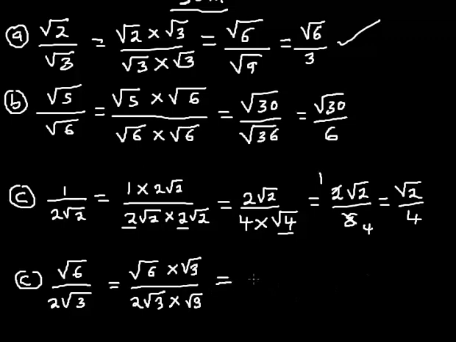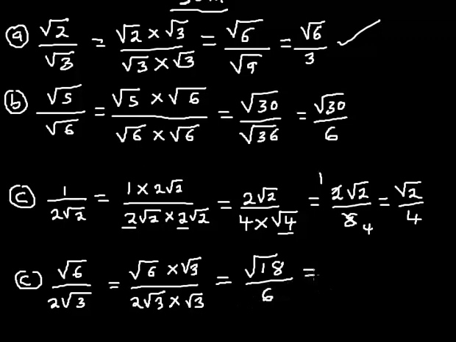Root 6 times root 3, of course, gives root 18. Then root 3 times root 3 is root 9, and of course, the square root of 9 is 3. Let me write this one. So I'm having 3 times 2, which of course is 6.